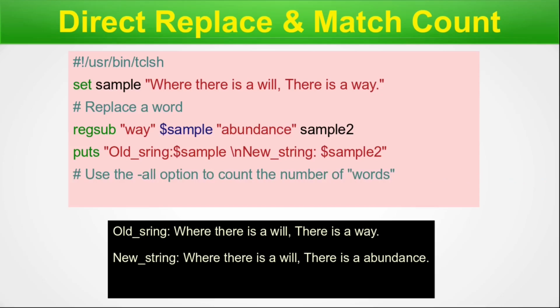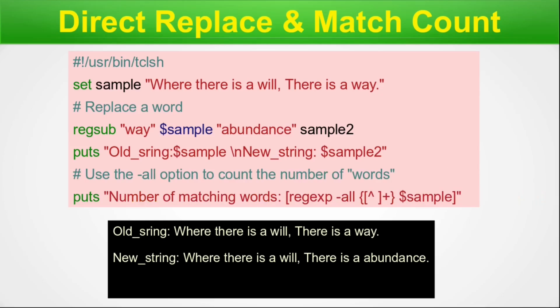Okay, use all those options. Here I have directly used it inside the puts command. The number of matching words is regexp -all. Then I have used the regular expression starting with the square bracket, within it the caret, then plus, operating on $sample. The number of matching words is 9. So this gives the count. When we use -all in this way, what we are matching comes as a word count, and the number of words in this particular string is 9.